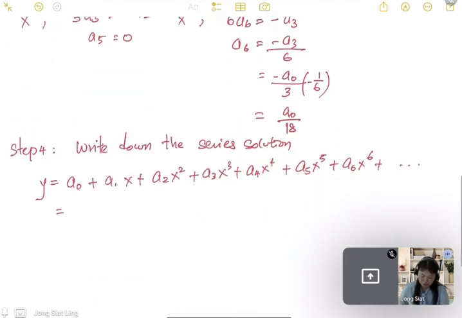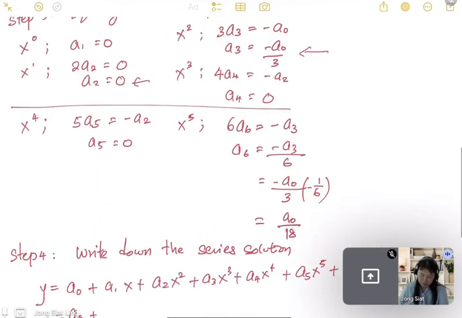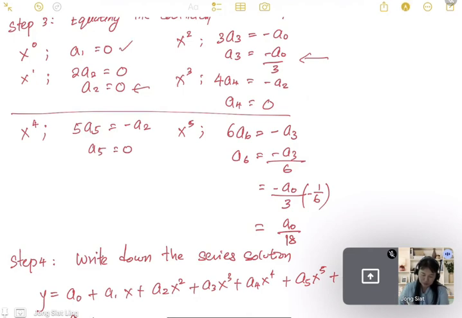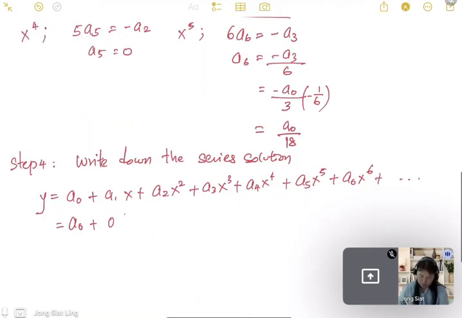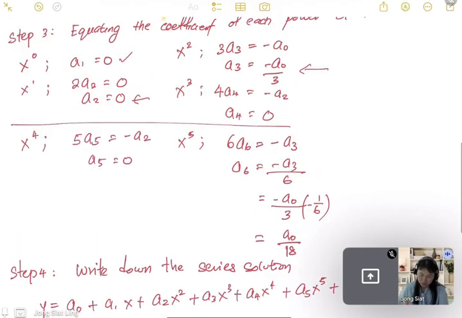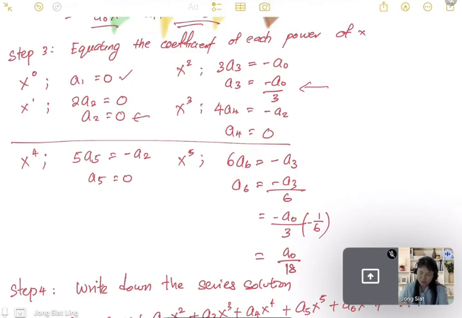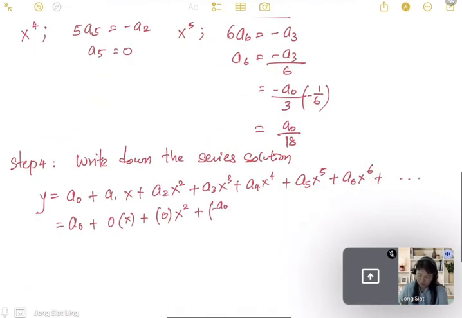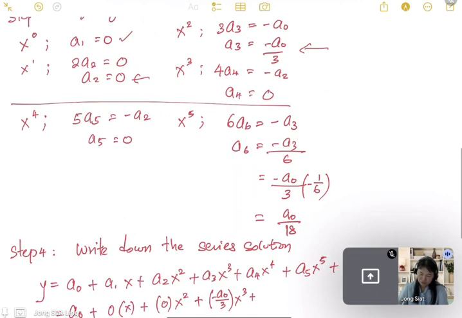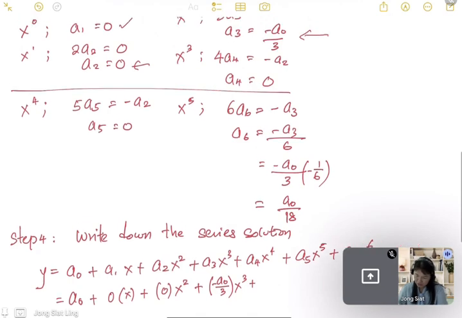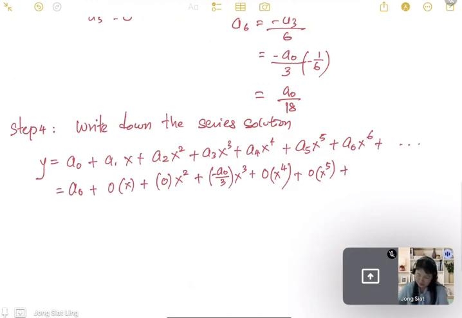So a0 plus a1, which is 0, plus a2 also 0, plus a3 is negative a0 over 3, plus a4 is 0, plus a5 also 0, and then plus a6 is a0 over 18 x power of 6.